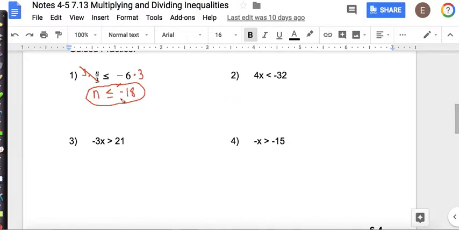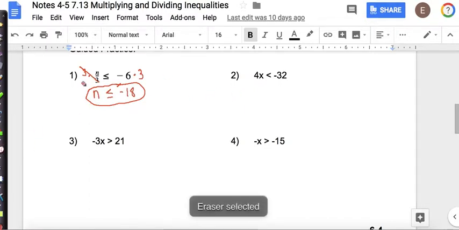Oh, and also, when you do these, make sure you're checking these. And since I'm dividing by 3, I'm going to pick something less than or equal to negative 18. I'm going to pick a multiple of 3, so I would check negative 21. Negative 21 divided by 3 is negative 7, and negative 7 is less than or equal to negative 6. So make sure we are checking these.